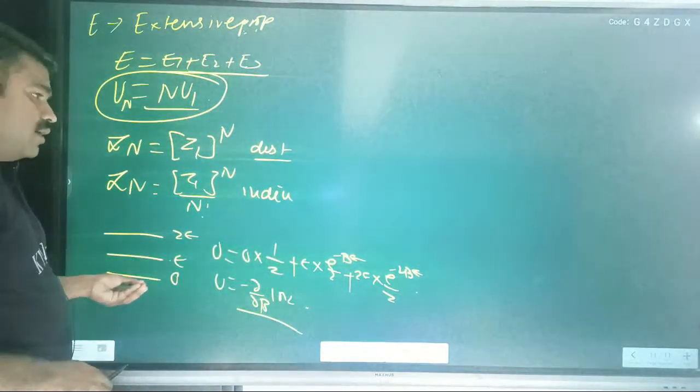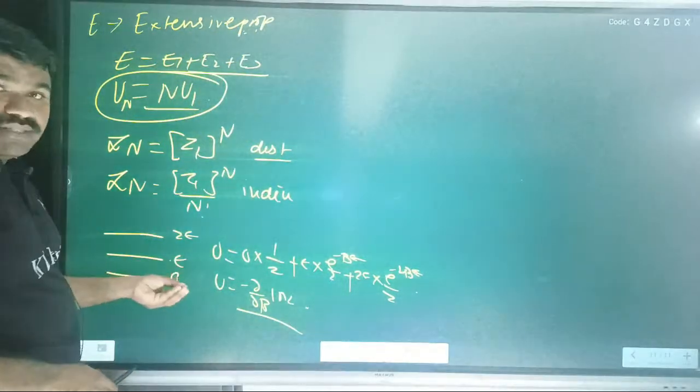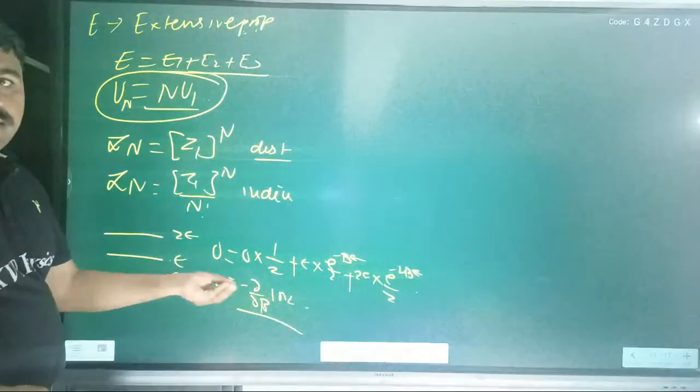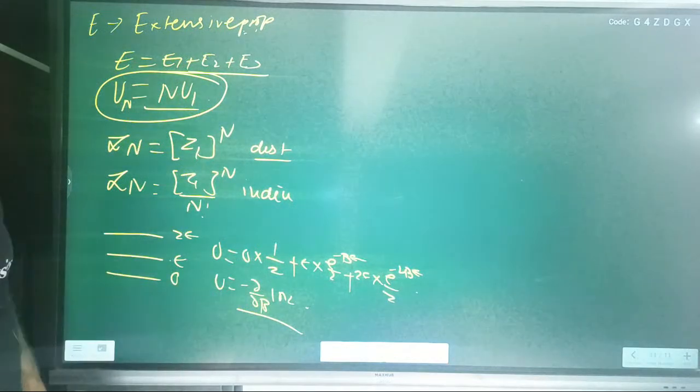We can substitute the Z value, the energy value, in the first step. We can substitute the energy in the first step. Otherwise the answer is not correct. Clear? Finally we can substitute this value.